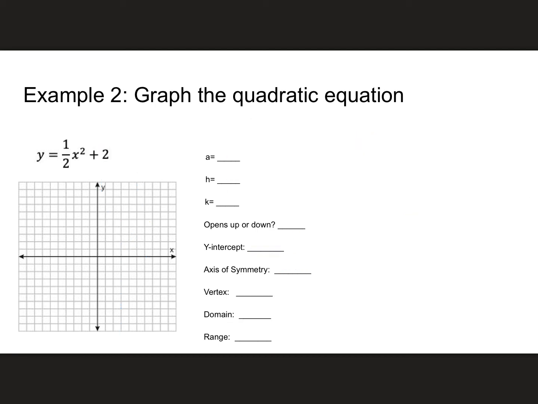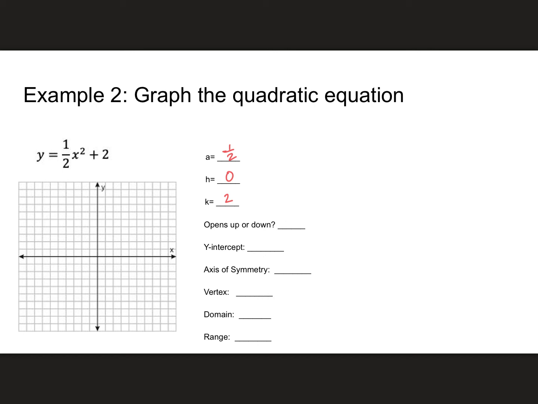Same idea here with the 1/2 x squared plus 2. Let's see if we can identify all the parts. So, try along with me here. Did you get a is equal to 1/2? h is, well, there's no parentheses, so h is 0 and k is 2. So if you're thinking about this in terms of transformations, you should see that vertical stretch or shrink and then moving it up 2 units. So let's see what happens here in this particular problem when we do that.